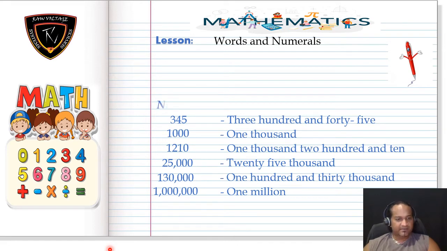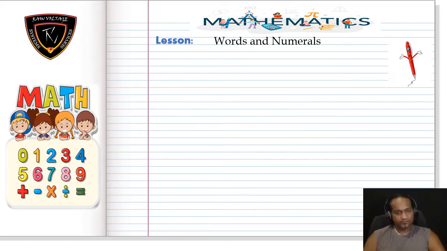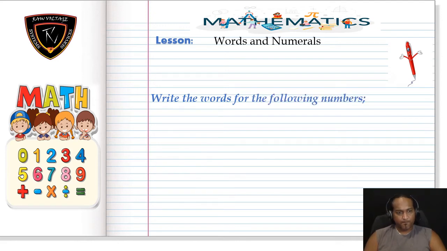Let me see another number. Alright, so these here are your numerals, and these on this side here are your words. So this is how we write the words for numerals and vice versa. Okay, so if I'm given the following question, write the words for the following numbers. I'm given a number, 40535.